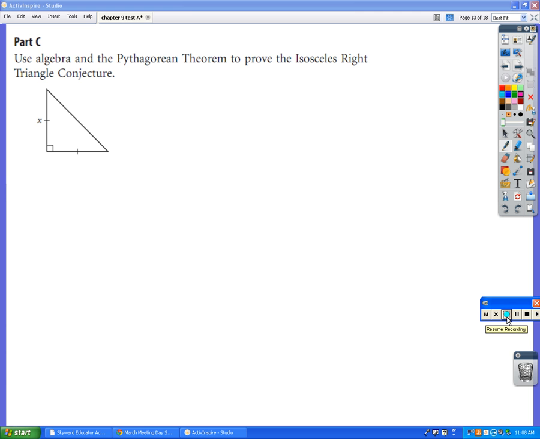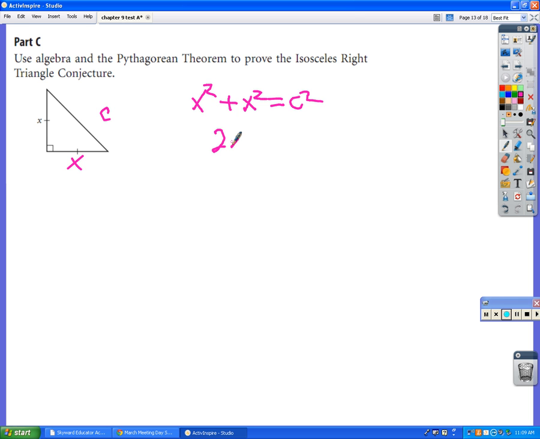Okay, and then the last one on the actual test part. What do you want to call the hypotenuse? C. Okay, so x squared plus x squared equals c squared, right? What's x squared plus x squared? 2x squared.